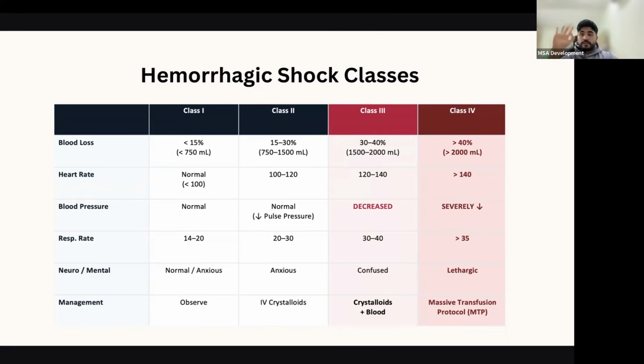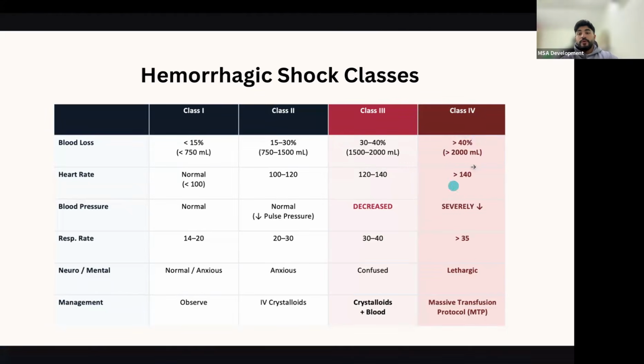Class 3, when they reach up to 40% of their blood being lost, this is critical. From class 3 and class 4, this is critical, okay? So here you're going to have tachycardia, you're going to have hypotension. This is where you have hypotension right here, right? Tachypnea, the patient is going to be confused. So this means that the tissue hypoxia has reached the brain. Their lactic acidosis is building up, right? So here you have to intervene and give them crystalloids and blood, all right?